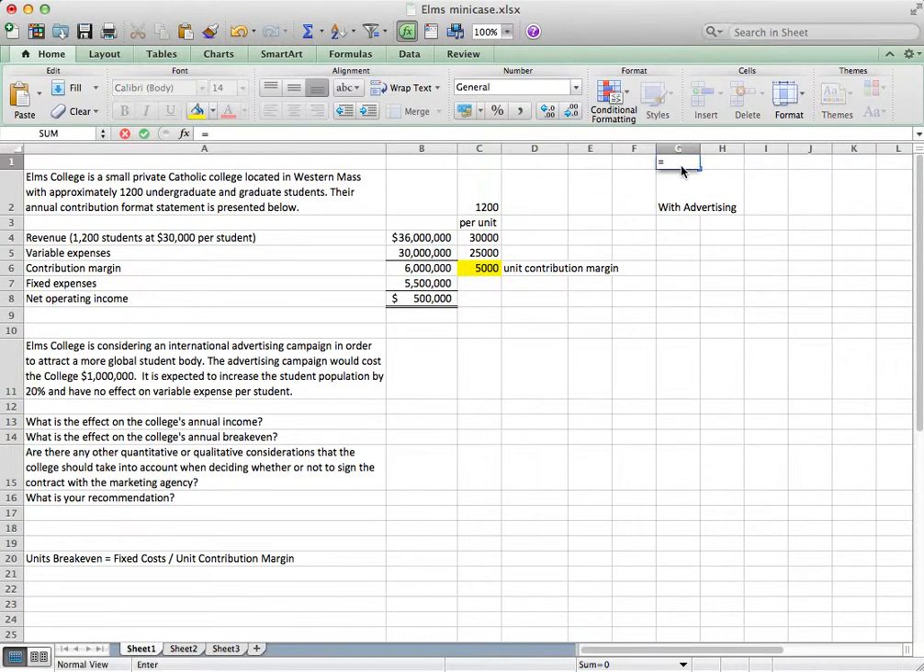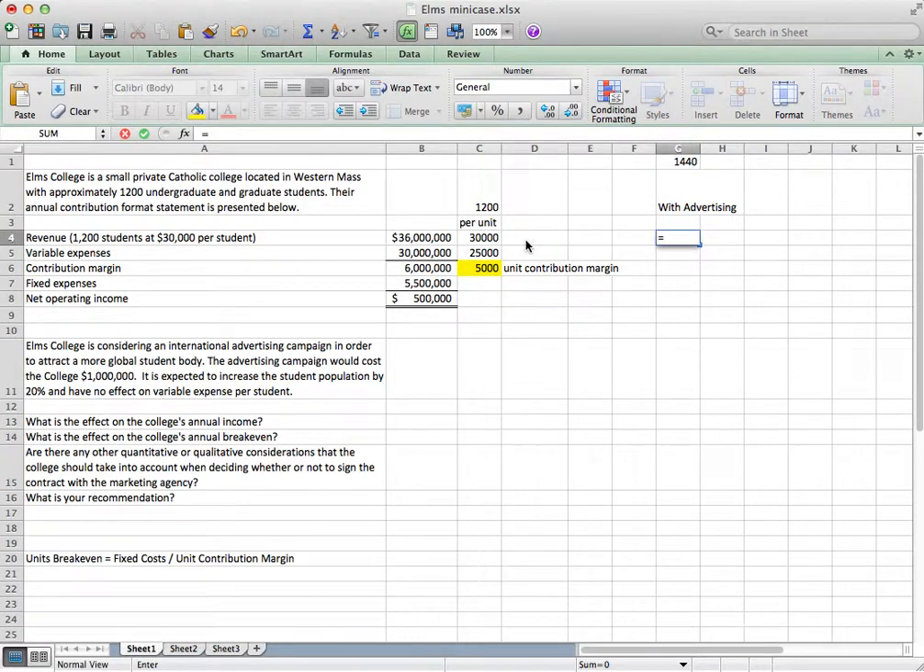So let's calculate what 20% would be. We're going to take this times 1.2, which gives us a new number of students. So we would now have 1,440 students. Again, that was a 20% increase. I multiplied the original 1,200 students times 1.2, which calculates the 20% increase. All right, so let's go down and recalculate this then.